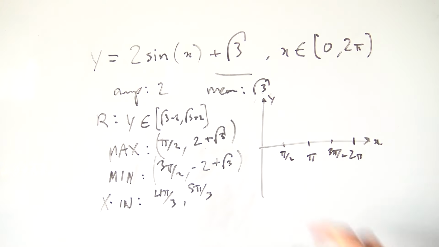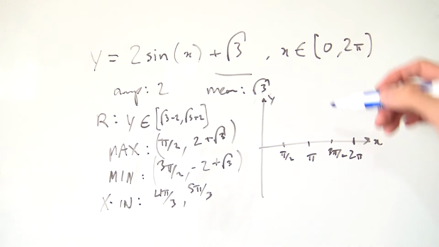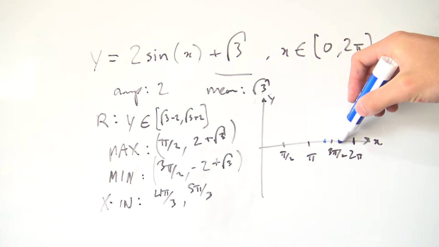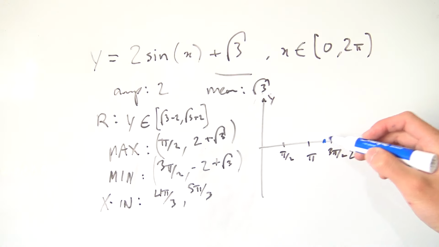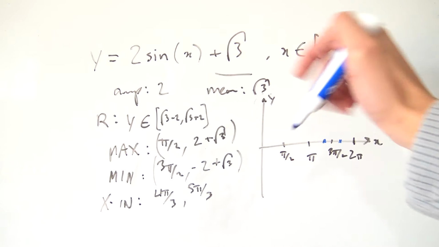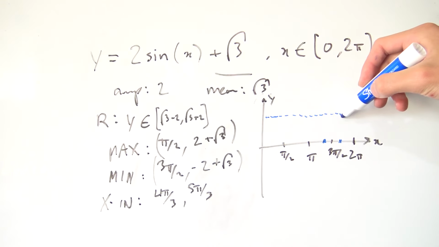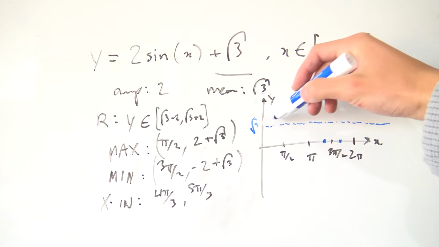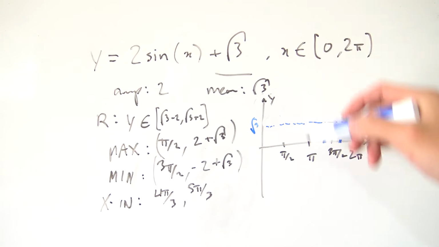And now time to put on some of this information right here. Well, first of all, let's put in our x-intercepts. So we know that we have them at 4 pi over 3 and 5 pi over 3. So 4 pi over 3 lies somewhere right here, and 5 pi over 3 lies somewhere over here. So those are our x-intercepts right there. And why not put in our mean value line, just so we know whereabouts our graph goes up and down around. So now our amplitude is 2. So from a mean value, we're going to go up by 2 and also down by 2.